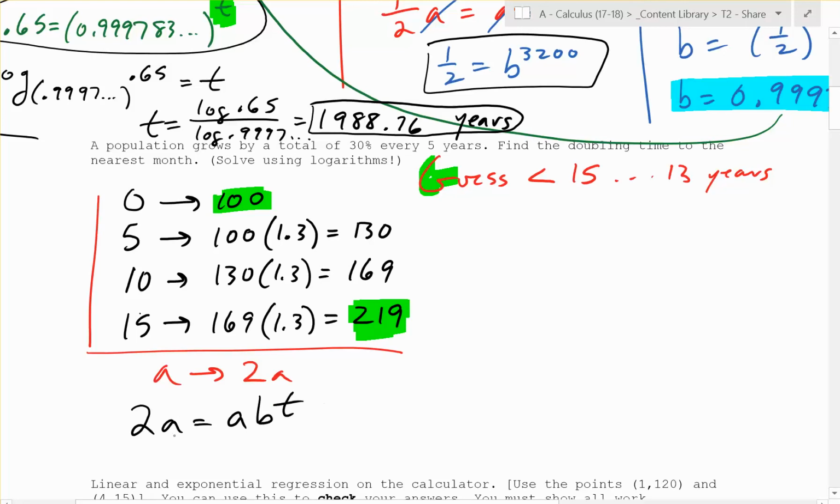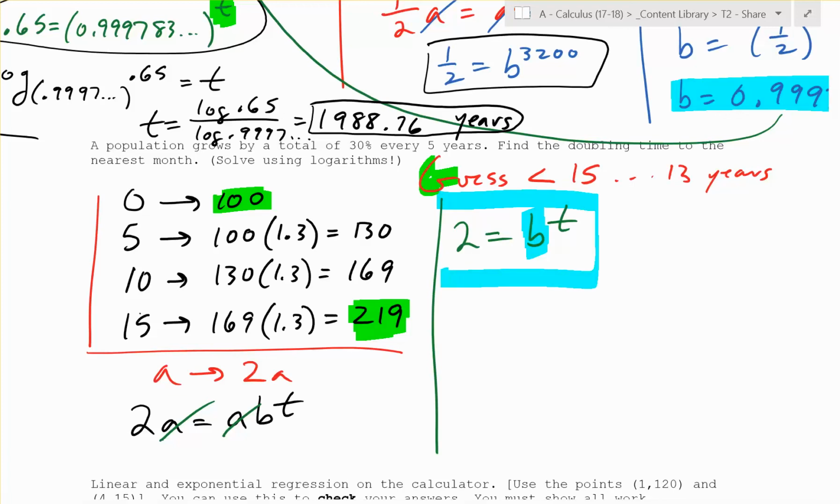And just like before, the A's cancel, leaving us with 2 equals B to the T. But now, just like before, we need that B value. We find that because we know every 5 years, it grows by 30%.